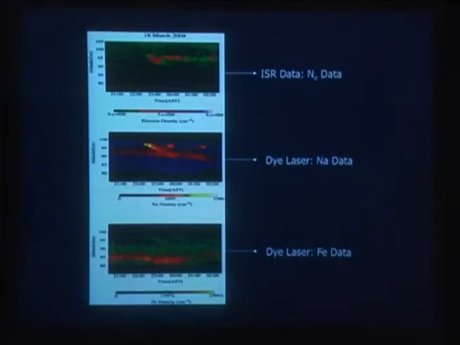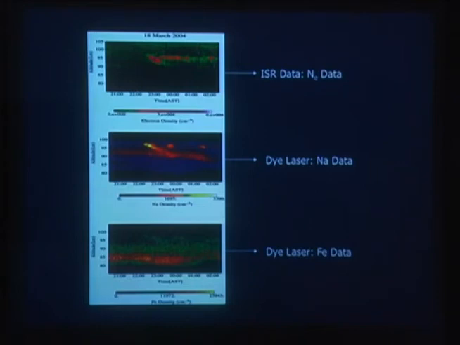So, as I said, different metals behave differently. This is an example of sodium and iron. Iron is one of the abundant species in the MLT region. So, there is a sporadic layer in the electron density. There is an equivalent sporadic layer in the neutral sodium data, but we do not see that increase. There is a very weak layer.